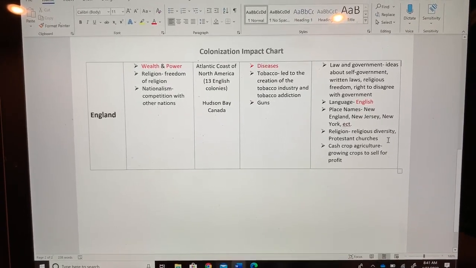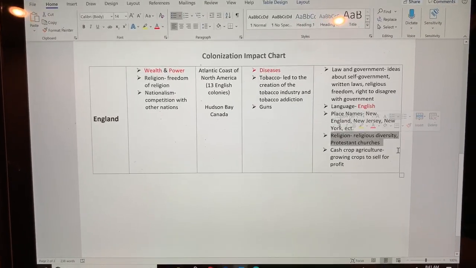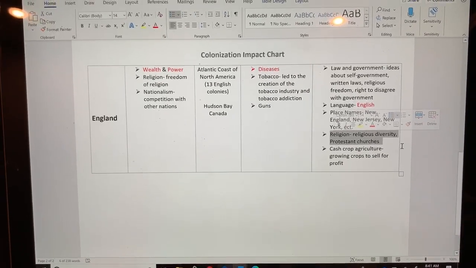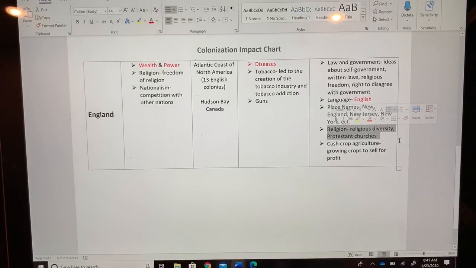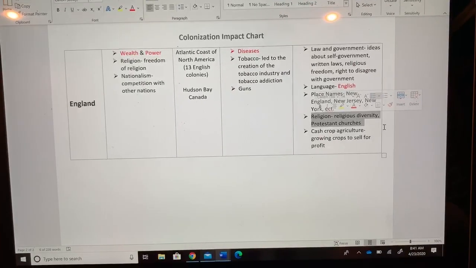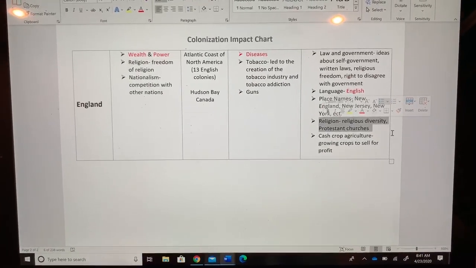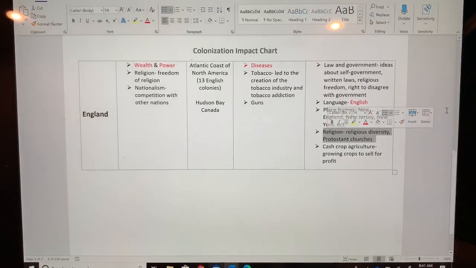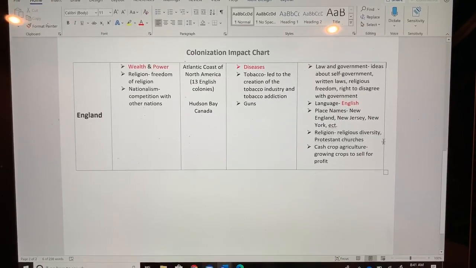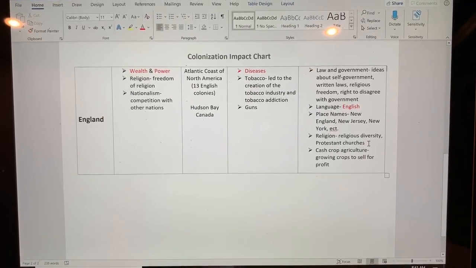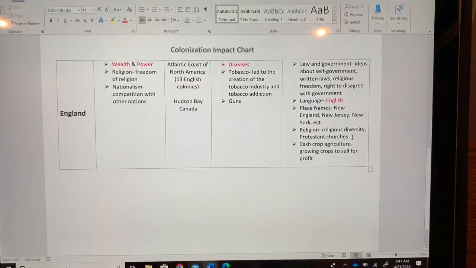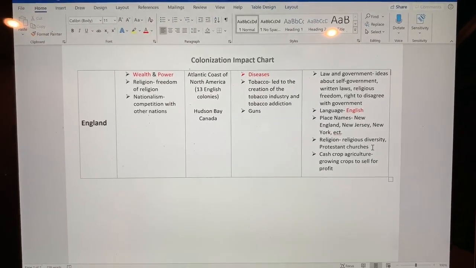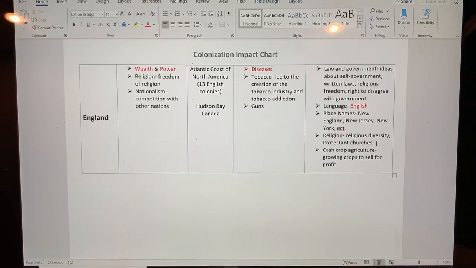Religion. This is very different than the other groups. Religious diversity was big. So it wasn't one specific religion. Lots of different religious groups came to these regions from England because they wanted to be able to have that freedom of religion and practice whatever religion they felt necessary. But you do have a big surge of these Protestant churches because that had been an issue in England for quite some time, the battle between Protestant and Catholic. And so some of those Protestant groups did decide to come to the New World.